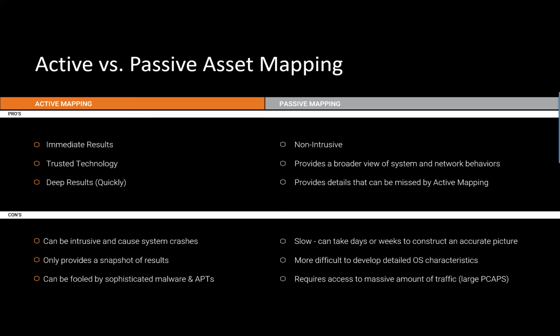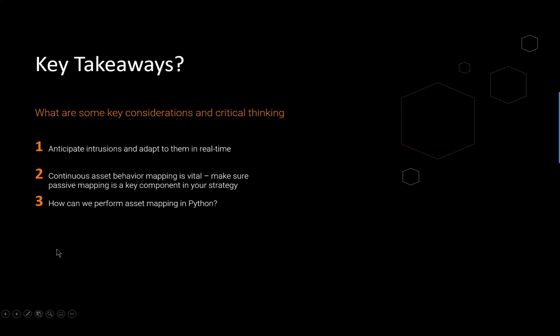The cons for passive mapping: it can be slow. Obviously, it takes days or weeks to basically construct this accurate picture of the environment. And it's certainly more difficult to develop detailed OS characteristics, although it can be done, and it requires a massive amount of traffic in large PCAP files that we're going to talk about this week.